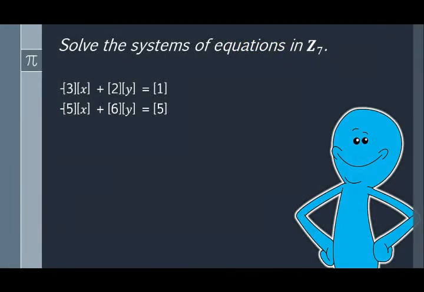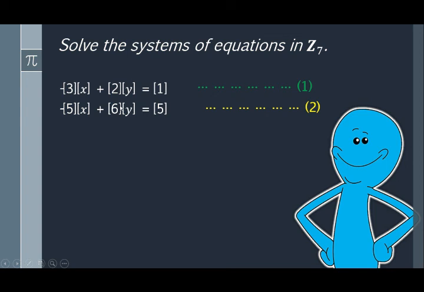My question wanted me to solve the system of equations in modulo 7. I was given the congruence class of 3 times the congruence class of x plus the congruence class of 2 times the congruence class of y equals the congruence class of 1, and the following equation, which we can all see. I'm trying to refrain from saying congruence class, so I will simply label the equations for reference purposes. The first one is equation 1, the second one is equation 2.